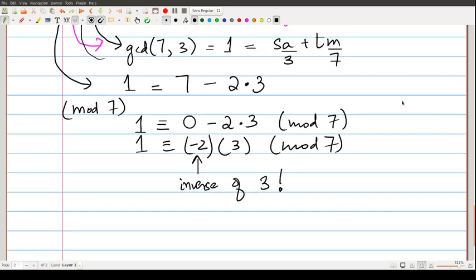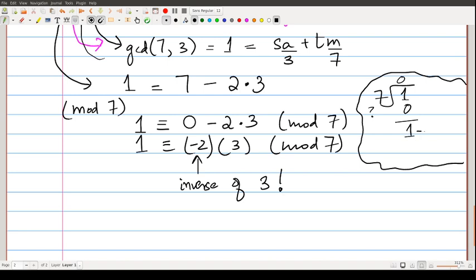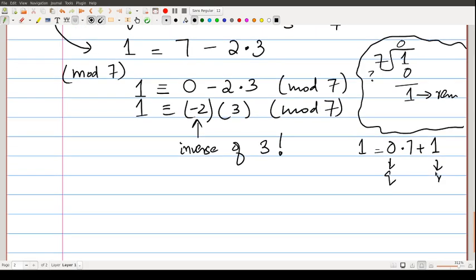Your next question was, what's the remainder? Why is 1 equal to 1 mod 7? Well, divide 1 by 7. Can you divide 1 by 7? The answer is no, so the quotient has to be 0, and this is your remainder. So you can write 1 as 0 times 7 plus 1. This is the quotient, and this is the remainder. Since the remainder is 1, 1 mod 7 is just 1.